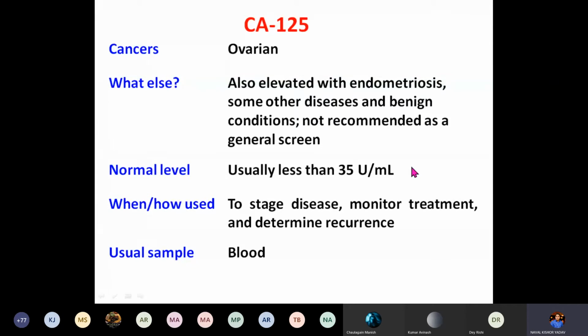The normal range is less than 35 unit per ml, and it is used for the staging of the cancer, monitoring the treatment, and determining the recurrence. Even for the prognosis you can use CA 125, and the sample is blood. You can take the whole blood, separate the serum, and estimate the CA 125.